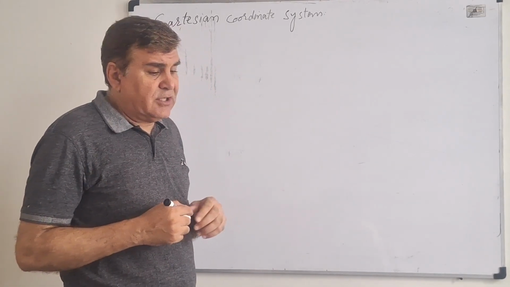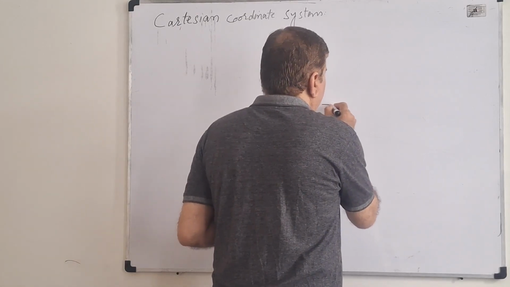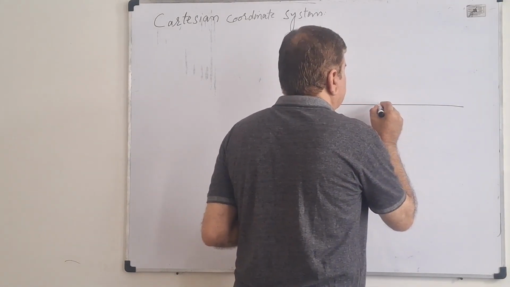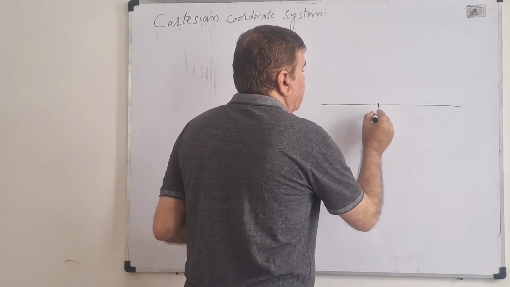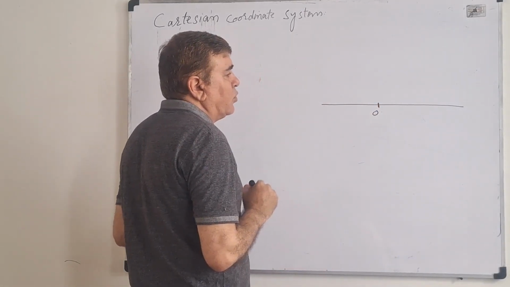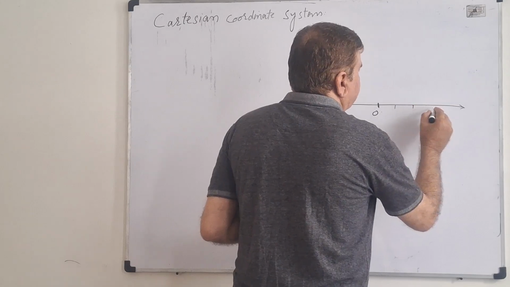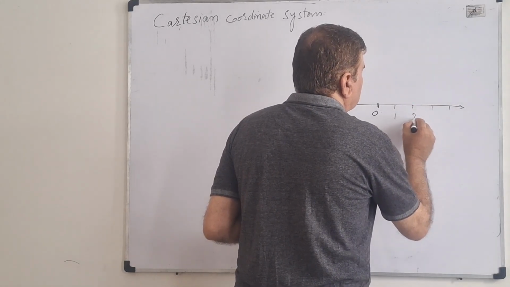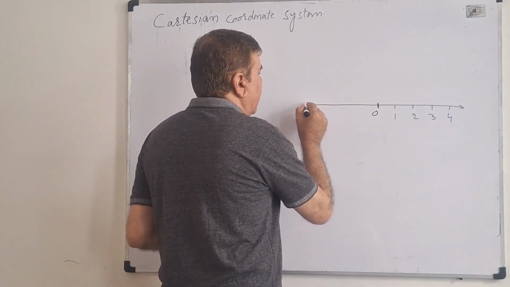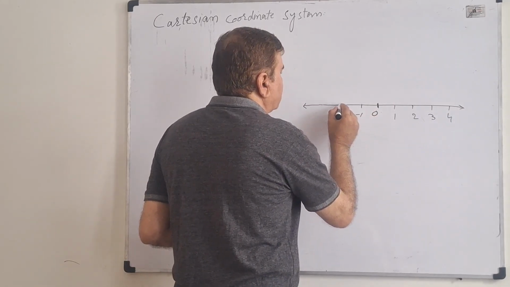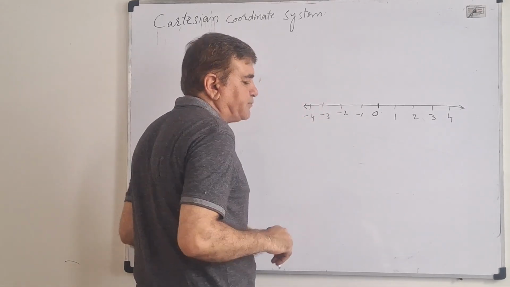So, in order to construct a Cartesian coordinate system, we draw a horizontal real line and locate the origin of the real line. That is, we assign 0. Then to this side of the real line, we have positive values of the real numbers like 1, 2, 3, 4, and so on. And to the left of the real line, we have negative values -1, -2, -3, and -4, and so on.